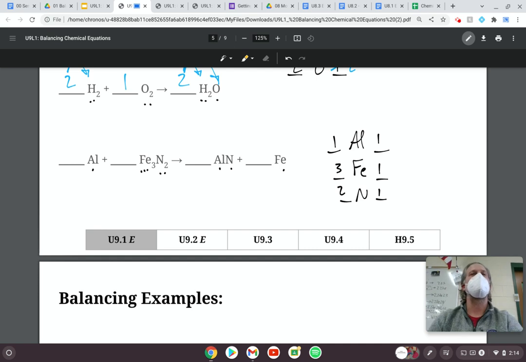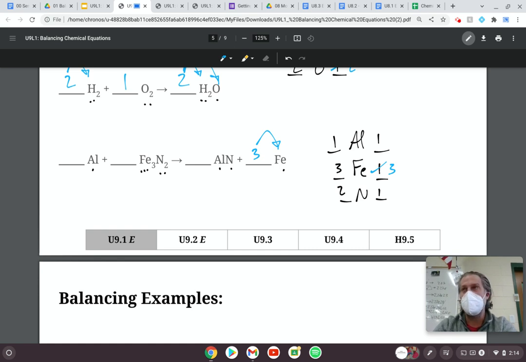I'm going to start going from left to right, so I'm going to start trying to balance my aluminums. I see that both of my aluminums on the left side and the right side are balanced because I've got 1 and 1. So I'm going to leave that alone. Now I'm going to move to my irons, and I see that I have 3 irons on the left side and 1 on the right side. So I'm going to add a coefficient of 3 in front of my iron on my right side. That coefficient of 3 is going to multiply by all the irons, and I'm going to have 3 irons on both sides now.